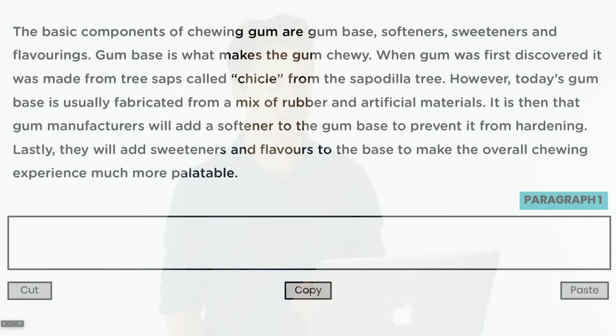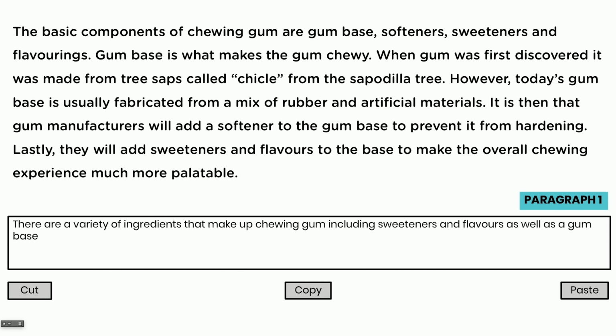Okay, so let's take a look at my sentence here. This one, I think, captures the main idea of that paragraph. There are a variety of ingredients that make up chewing gum, including sweeteners and flavors, as well as a gum base, right? Now, I have taken some words from that paragraph, and that's fine. I have to use words like gum base or sweeteners, flavors. There's no synonyms for them, but I haven't stolen complete phrases there. I've picked out keywords, I've really thought about it myself, and I've written that summary myself of what I think is the main idea here, which is about the ingredients that make up chewing gum.